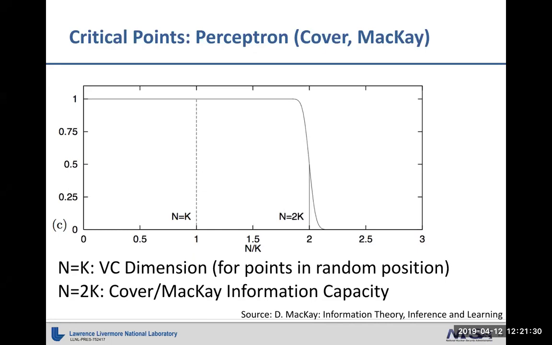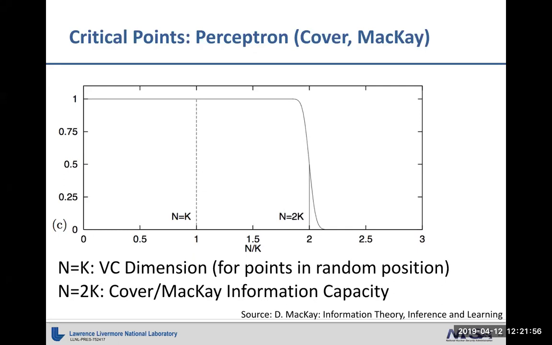So what you do is you say you want to label n points. How many parameters do I need? That means weights plus bias. How many parameters do I need to be able to label n points? And he takes the quotient n divided by k. N is the number of points you want to label, and k is the number of parameters in your network. Okay?